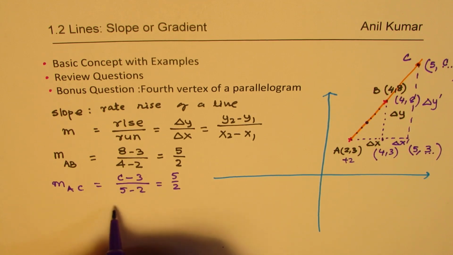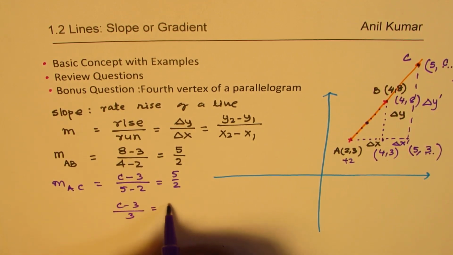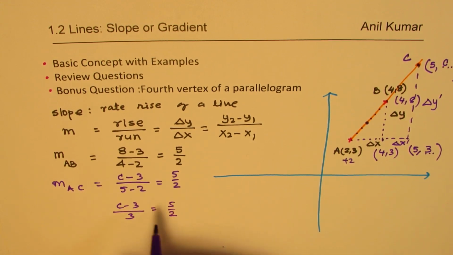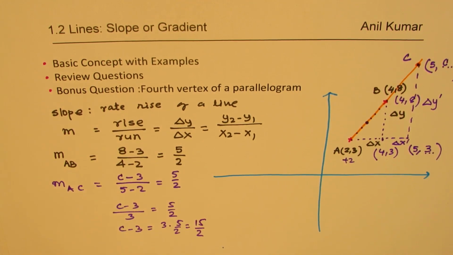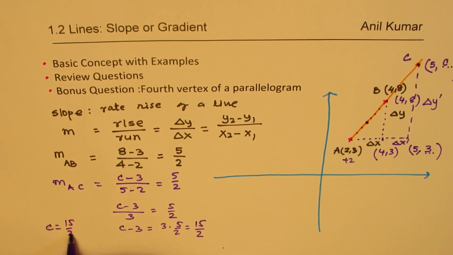So from here we can say c minus 3 over 3 is equal to 5 over 2. So we can cross multiply and we say c minus 3 is equal to 3 times 5 over 2, which is 15 over 2, correct? Yes. So what is c equal to? Well, now we can find that c should be equal to 15 over 2 plus 3, which is how much?